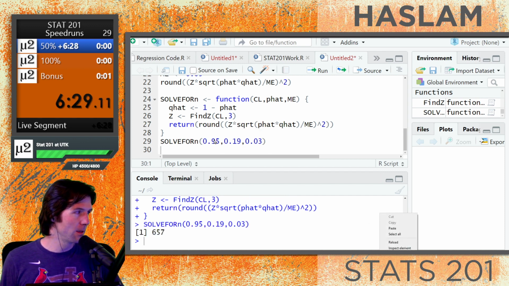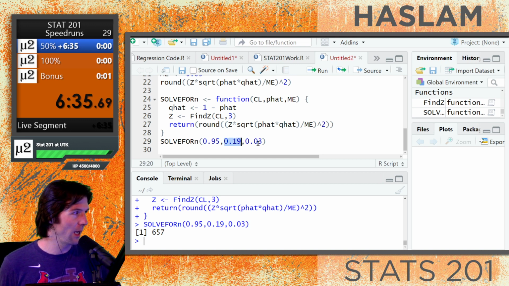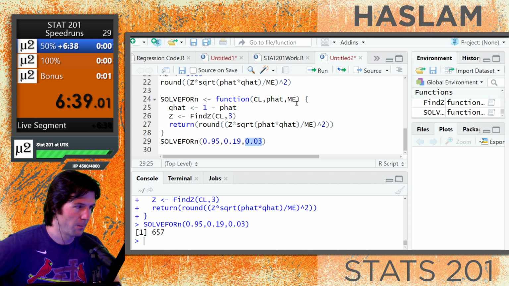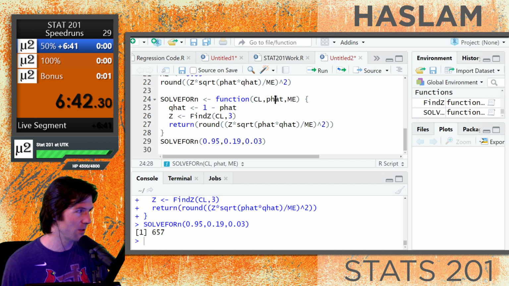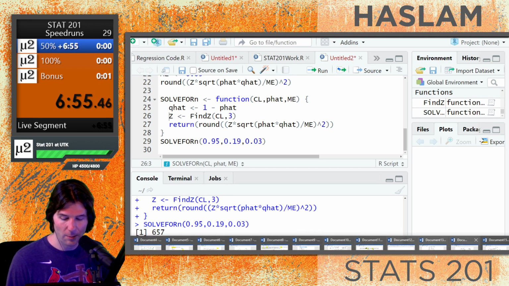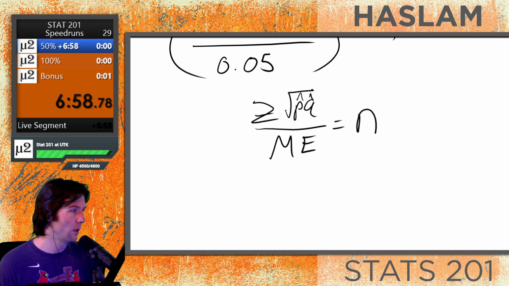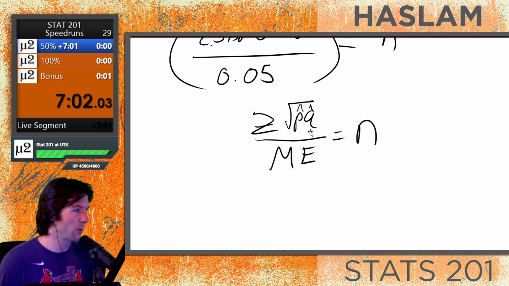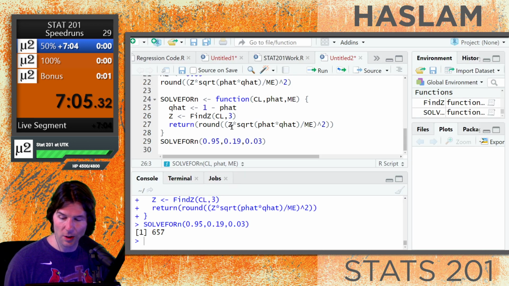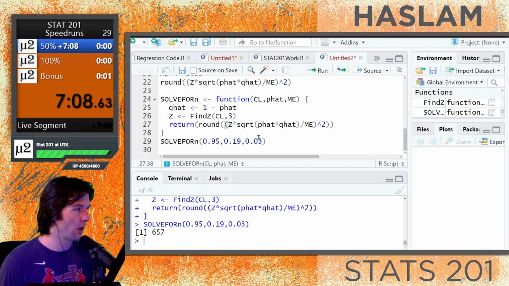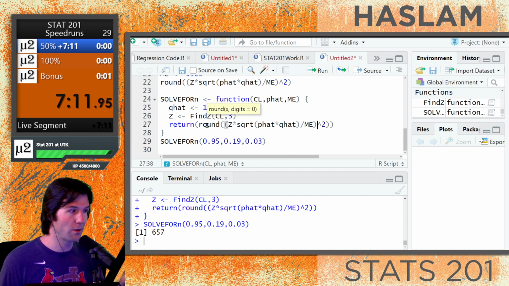There it is. If this should be your confidence level, this should be your p hat. Who thinks this code makes a little bit of sense? You might be able to follow it: Brian's putting in his confidence level, his p hat, his margin of error. When the code runs, it solves for q hat, then it solves for the z-score needed, and then it solves the equation that we wrote out earlier. It's solving z times the square root of p hat q hat over ME, squared. So it's literally just solving this equation, and then it's rounding it for us, so we don't have to worry about getting it wrong. The only way we can get this wrong is if we type in the wrong numbers.